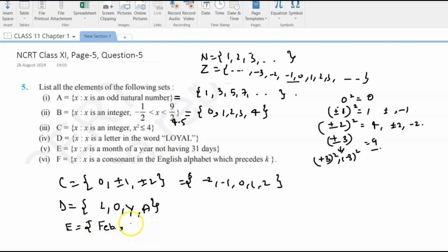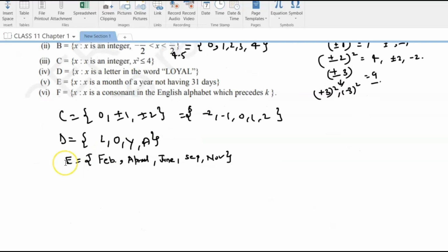I will write them in the short form. And then March does have 31 days. April does not have. And then May does have. June does not have. July and August both have 31 days. But September does not have. Then October does have 31. So to solve this part, you should know which months of the year do have 31 days or do not have.